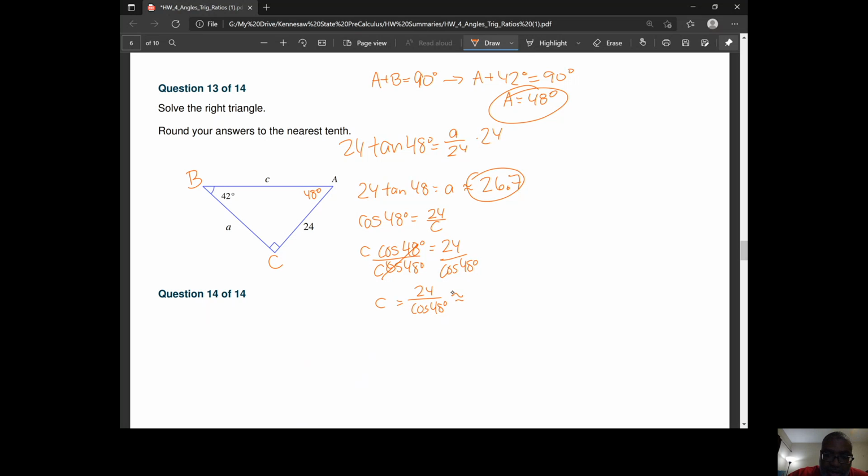which is 35.9. And those are my answers. Boom. Those are my answers. I had to solve for 1, 2, 3 things. One of them was really easy, so I really only solved for 2.